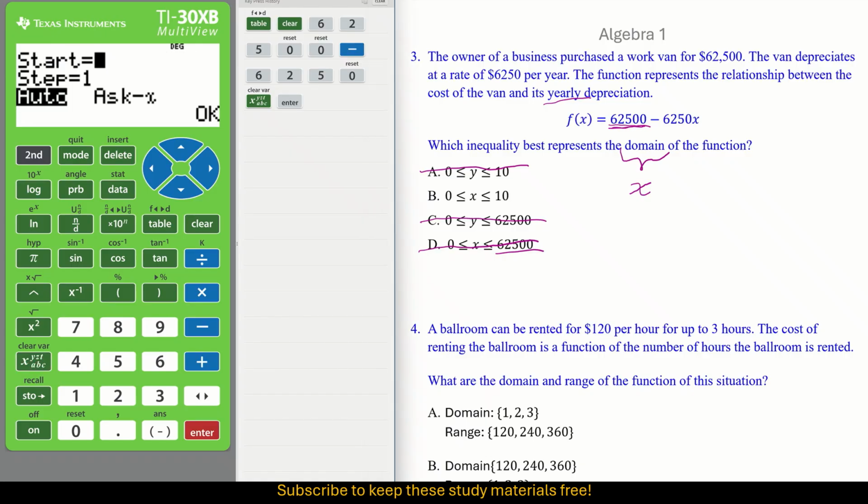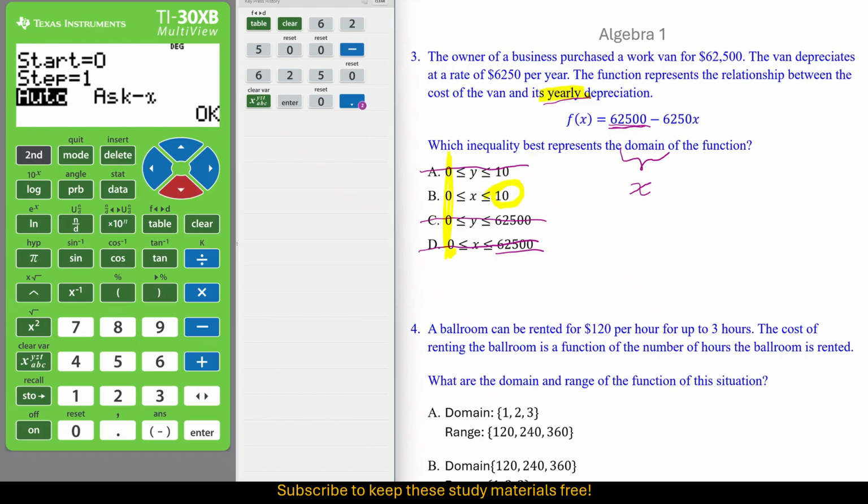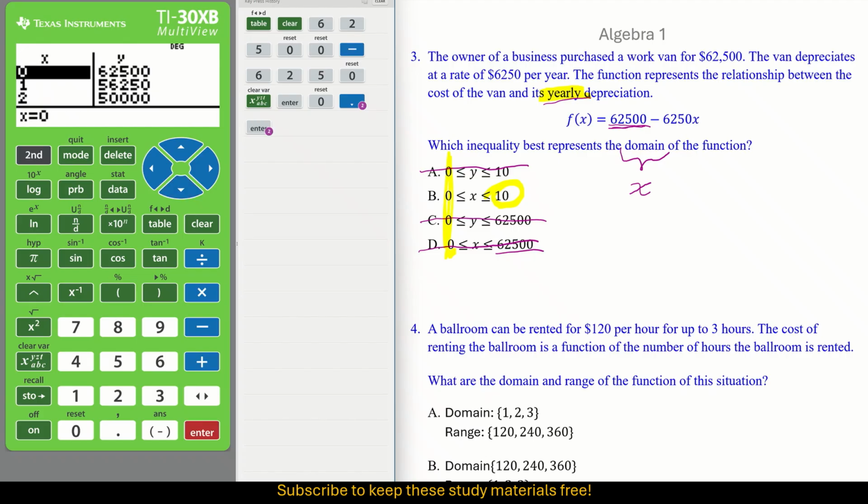So let's push enter. And I'm going to start at 0, just like my options here. All my options start at 0. Well, I need to show that I'm going to end at 10. So I'm going in steps of 1 because we're talking yearly. And now I'm going to go down. I want auto because I know I start at 0 on my table, 0 years, but I don't know where I'm going to end. And I need to end at 10 if this question is valid. So let's push until we get our table.